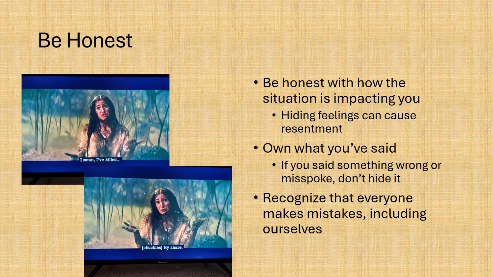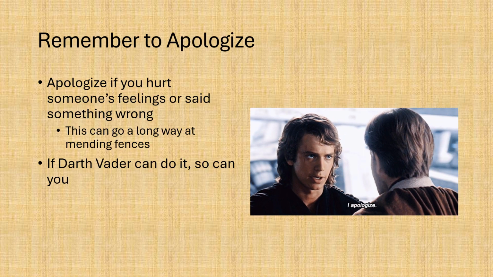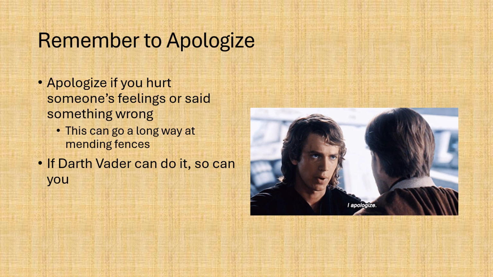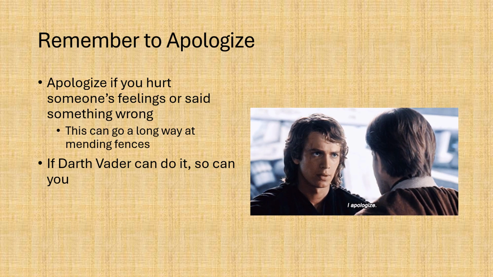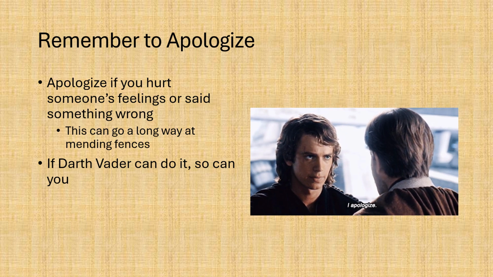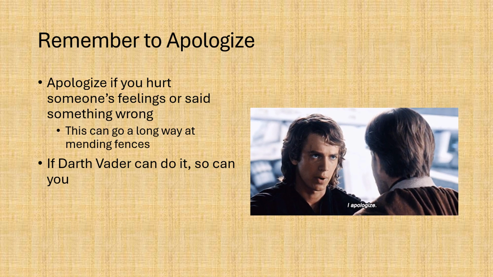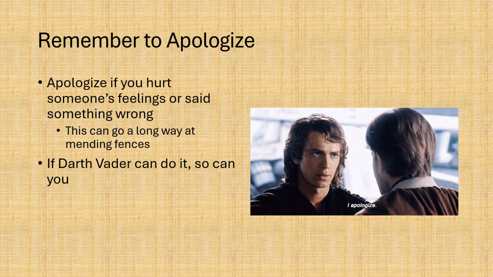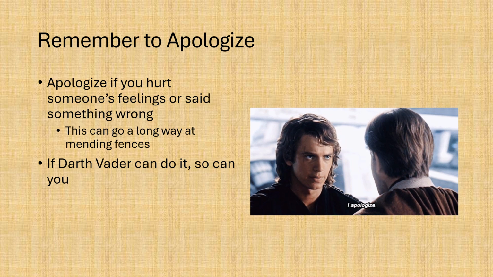And the other thing too is to recognize as you're having these conversations that everyone makes mistakes, including ourselves. So just be aware, maybe listen to the other person and recognize that we all make mistakes. Another part, when you're talking these things out with people, is remembering to apologize. This is a big thing. Apologizing can go a very long way in mending fences, in rebuilding that trust, that respect. So apologize if you hurt someone's feelings or if you said something wrong.